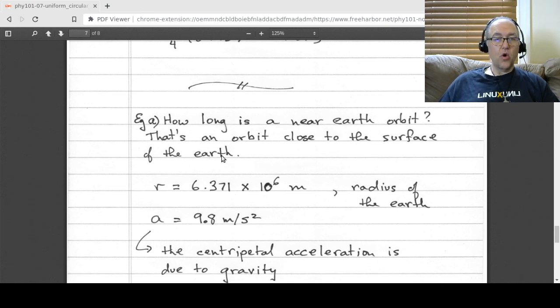How long is a near-Earth orbit? And what's a near-Earth orbit? That's an orbit which is close to the surface of the Earth. Now, you can't actually make near-Earth orbits. The reason you can't is because you can't orbit right at the surface of the Earth because of air. The air friction would just simply not allow it, okay?